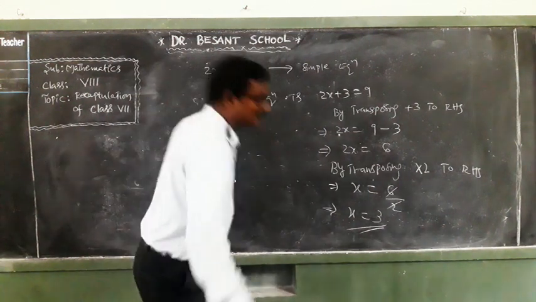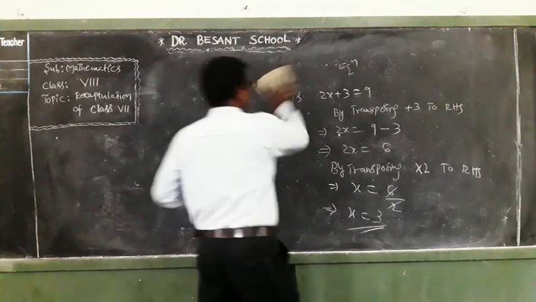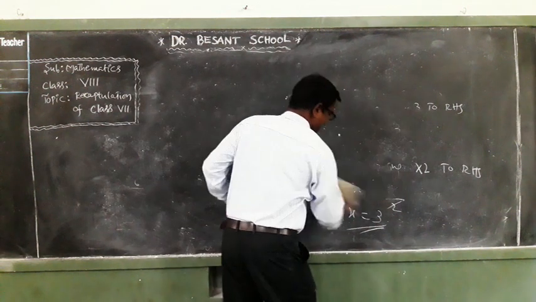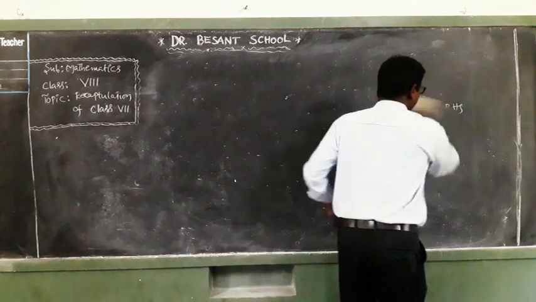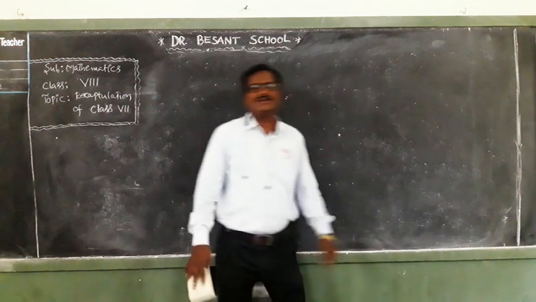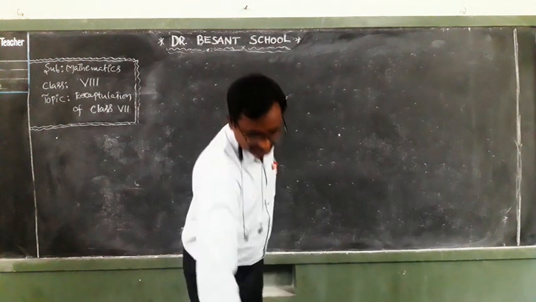So, we learned these 3 methods of finding the solution for a simple equation: one is the trial and error method, another is the method of balancing, and the third is the method of transposing the variable. Okay, children? Thank you all.